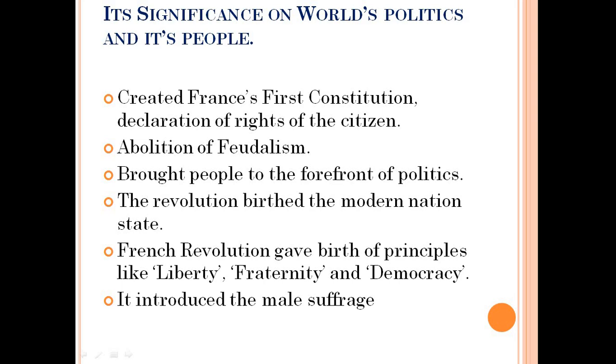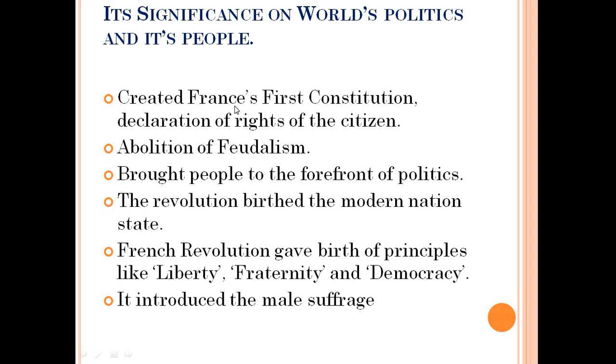Next, it brought people to the forefront of politics. Nowadays, we can see that lots of people are involved in politics. Citizens are able to place their ideas and views in politics, and a commoner can participate in politics. But it was started by the French Revolution, where normal people thought about changing their government and becoming a part of it.